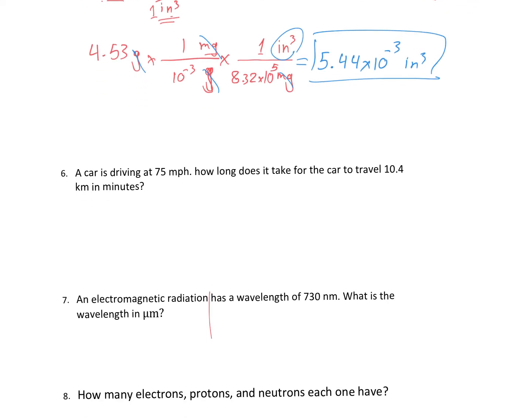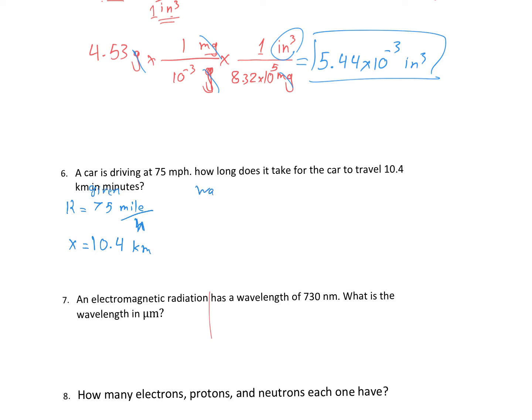A car is driving at 75 miles per hour. I want to write mile per hour like this. It's the same thing, right? Mile per hour. 75 miles in 1 hour. How long does it take for a car to travel 10.4 kilometers? So this is the rate, or this velocity, I write with R, and X as distance, and the unit is kilometer. And that's given.